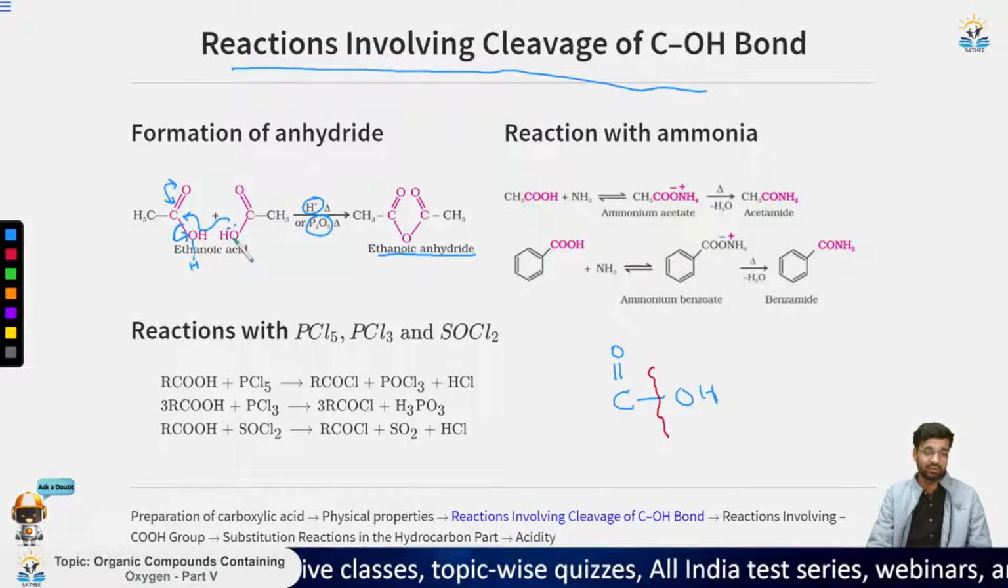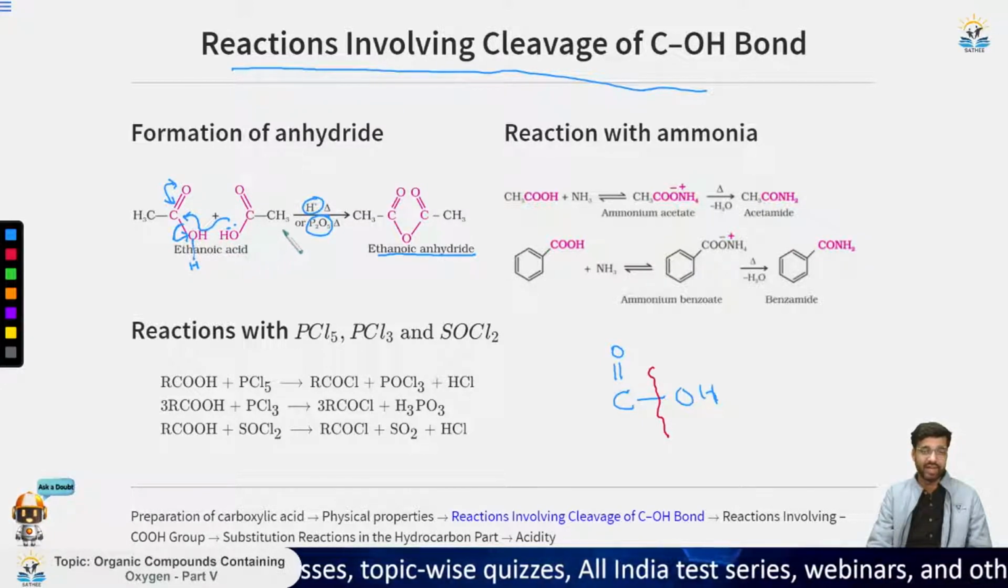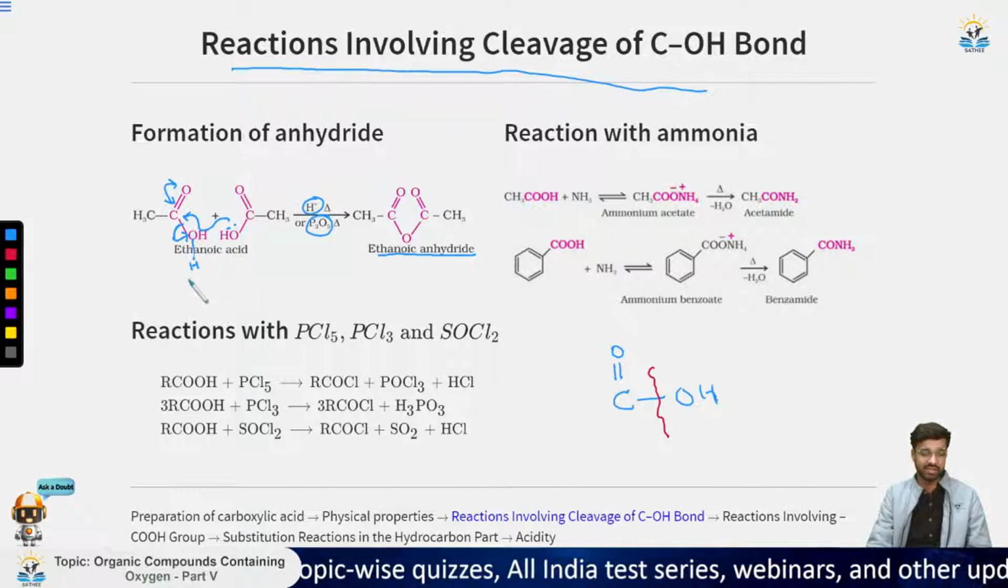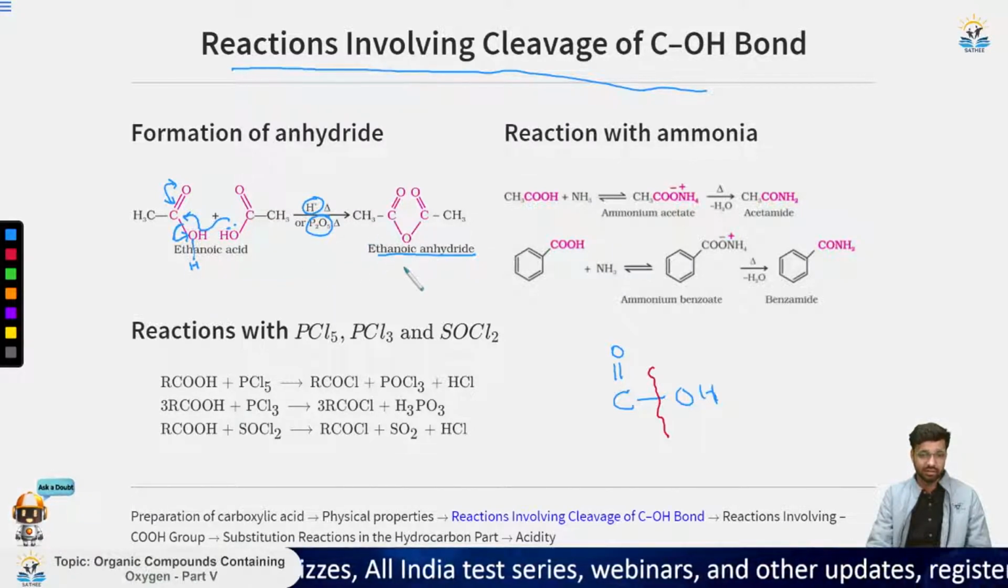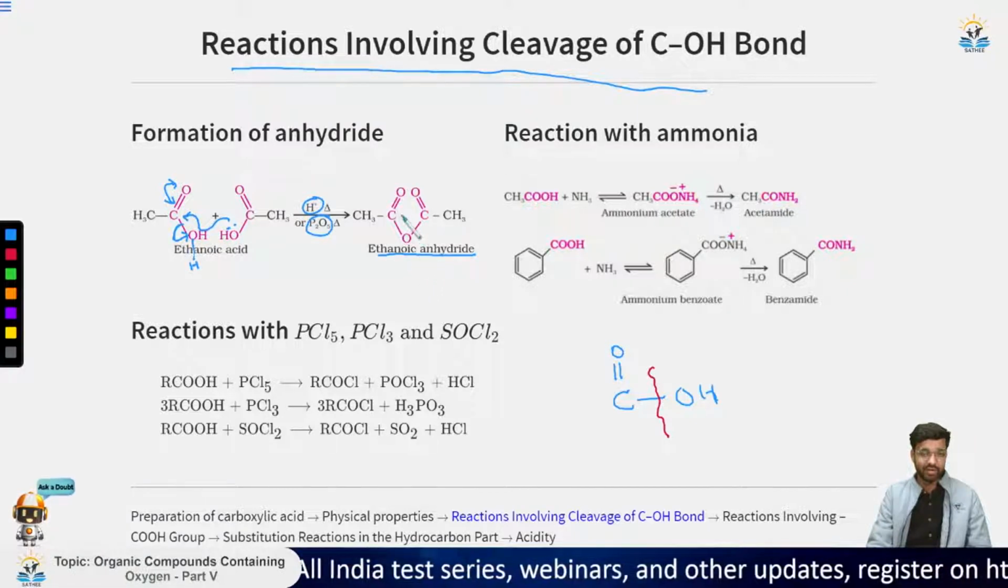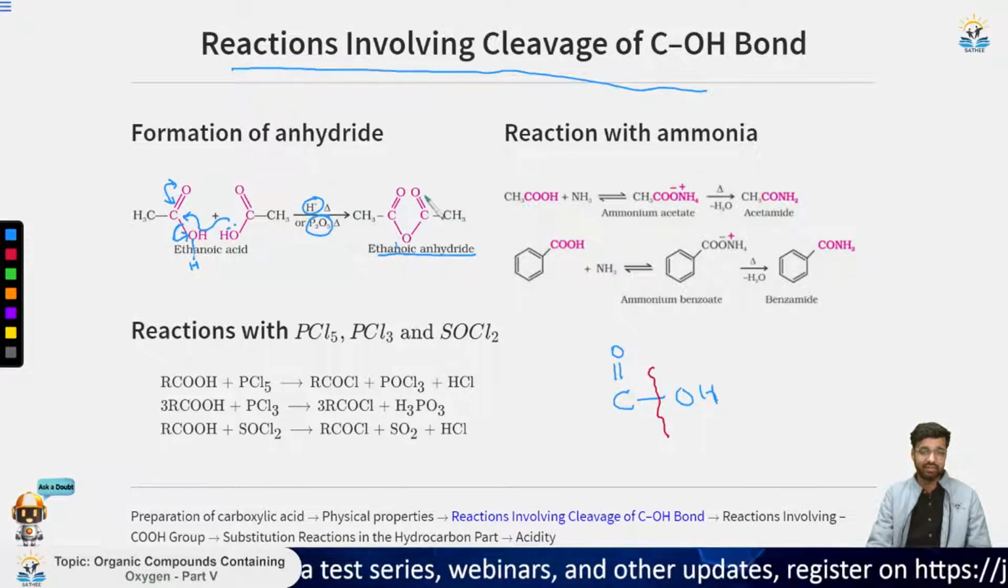Now this H plus, which is bonded to O, is given back in the solution, because this reaction is acid catalyzed, meaning the acid mole will be given back, and this will give the final product as acetic anhydride, that is given here.